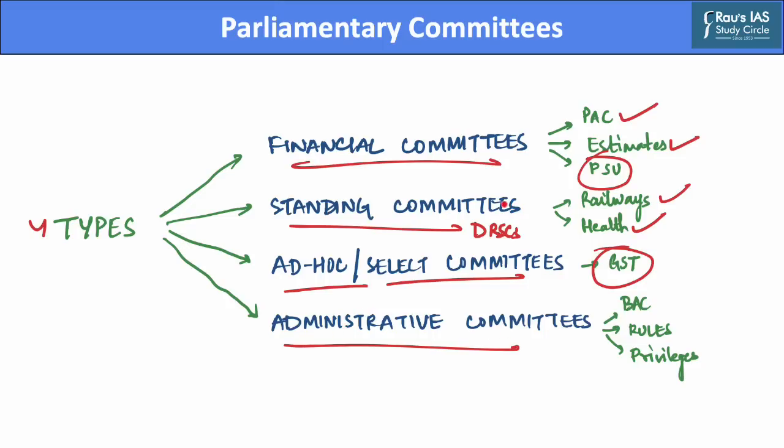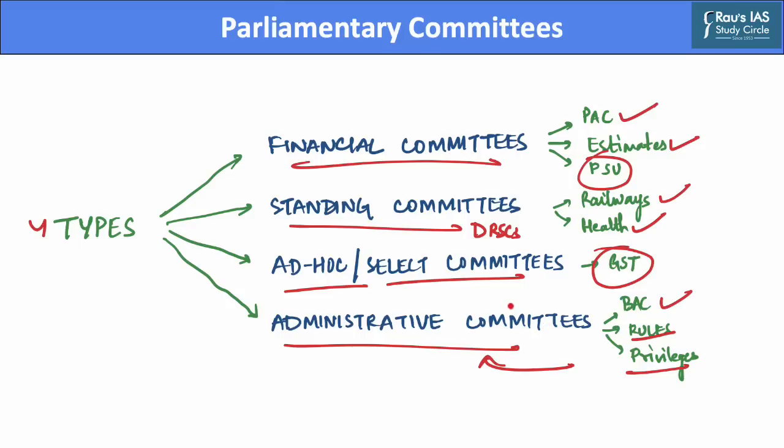The fourth and the last type of committee are known as administrative committees. These committees are primarily responsible for ensuring the day-to-day activities of the legislature that are planned in consultation with members. For example, there is a business advisory committee of both of the houses. There is a rules committee as well as a privileges committee, and these fall under the category of administrative committees.